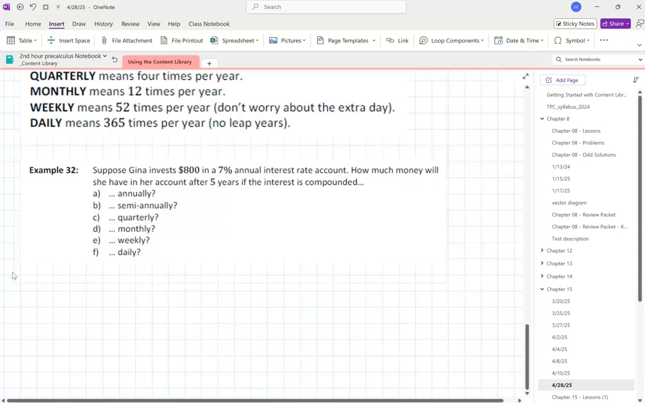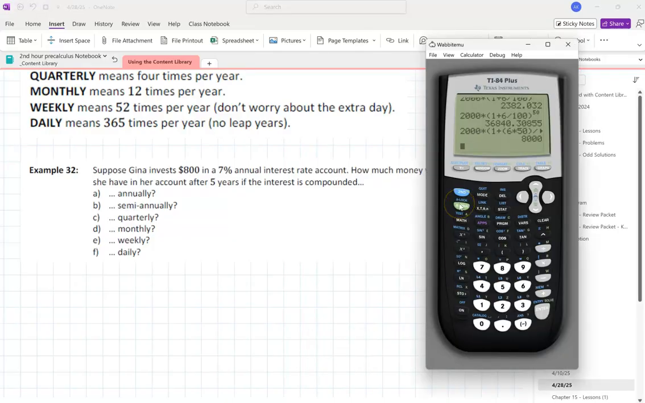It says, suppose Jean invests in a 7% annual interest account. How much money will she have in her account after 5 years as the interest is compounded annually, semi-annually, quarterly, monthly, weekly, daily? So the idea here is to look at how much the number of compounds per year makes a difference, right? We assume that it will make some difference, right? More compounds is probably going to be better. But let's just see for an example.